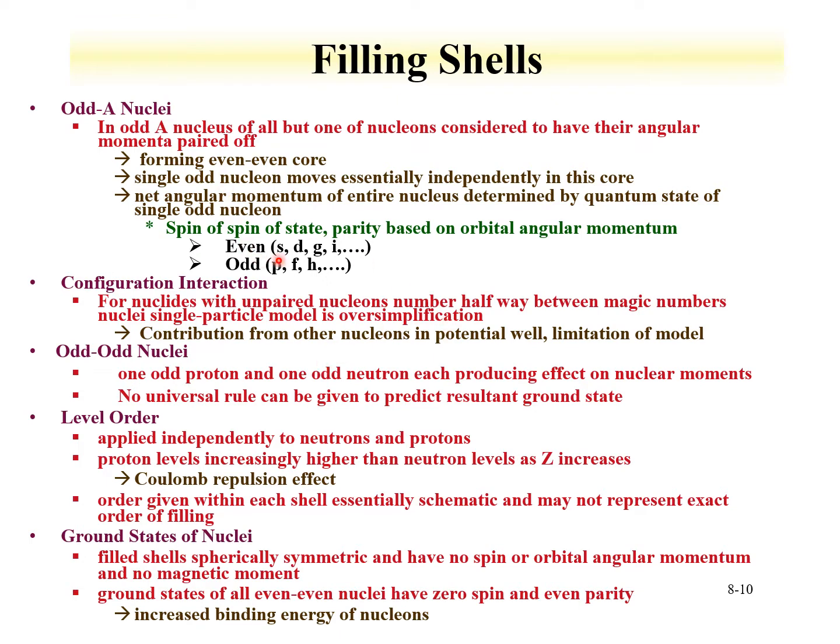The parity will be based upon the orbital angular momentum. So S's, D's, G's, I's have even parity. P's, F's, H's have odd parities. For odd-odd nuclei, where one odd proton and one odd neutron each contribute to the spin and parity, there's no universal rule, and we'll provide some examples of how you can estimate the spin and parity of odd-odd nuclei.